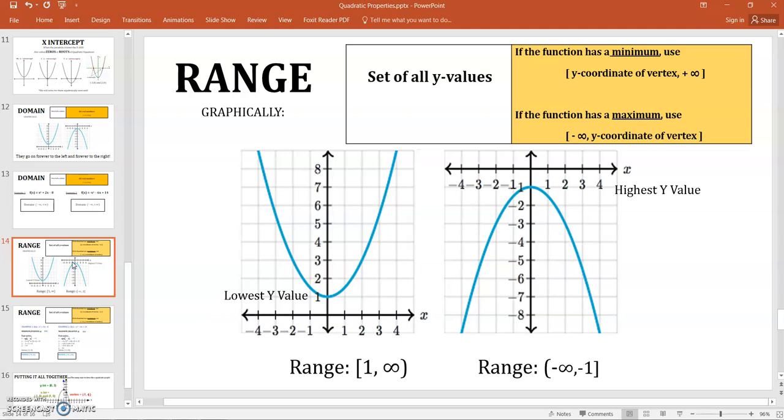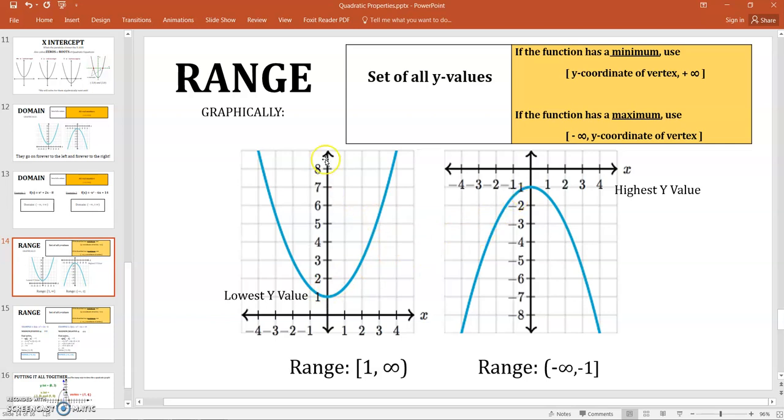Next up we have the range. So this works a little bit differently. Remember when we talk about range, it's all of our y values. So what is our lowest y value? So go all the way down as far as possible and then go all the way up as far as possible. If you can see, depending on whether or not you have a minimum or a maximum, the range is going to be slightly different.